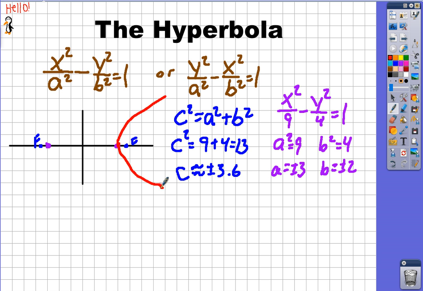It kind of looks like it's a parabola, but it's not. There's going to be one key difference we're going to see in a little while. And that's going to have to do with this b value combined with the a value. So first of all, I just wanted to show you that's how we find the vertices and the foci. So what we want to find next are the asymptotes. And there's two ways to do it.